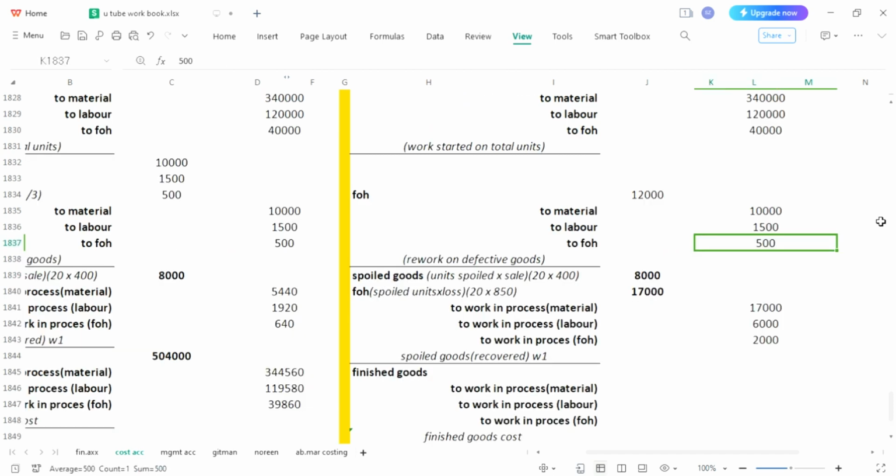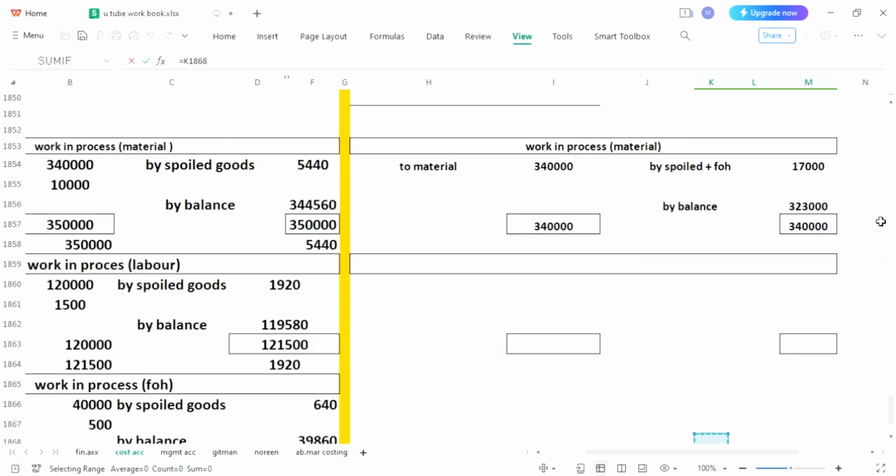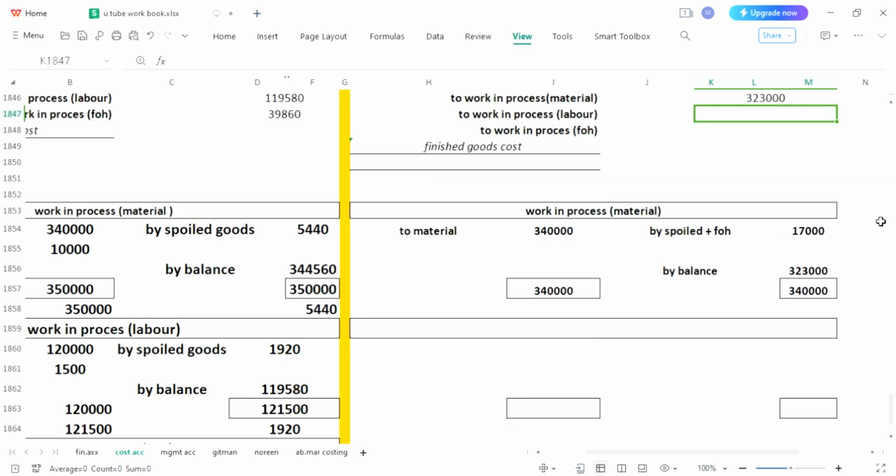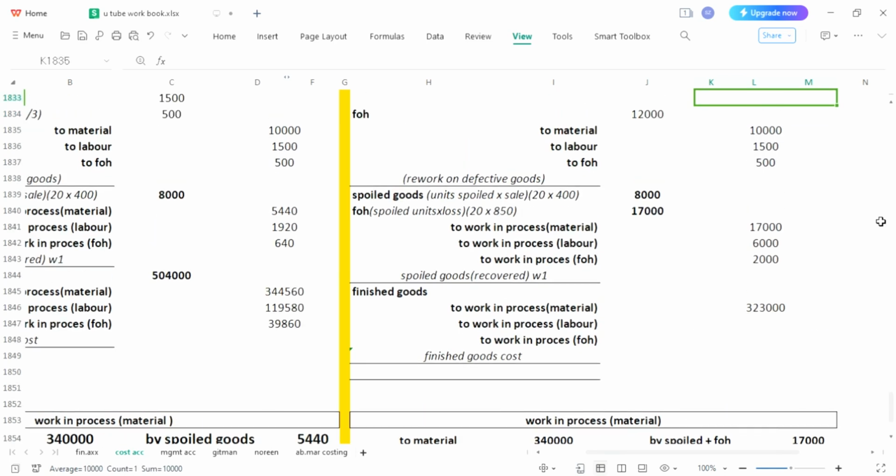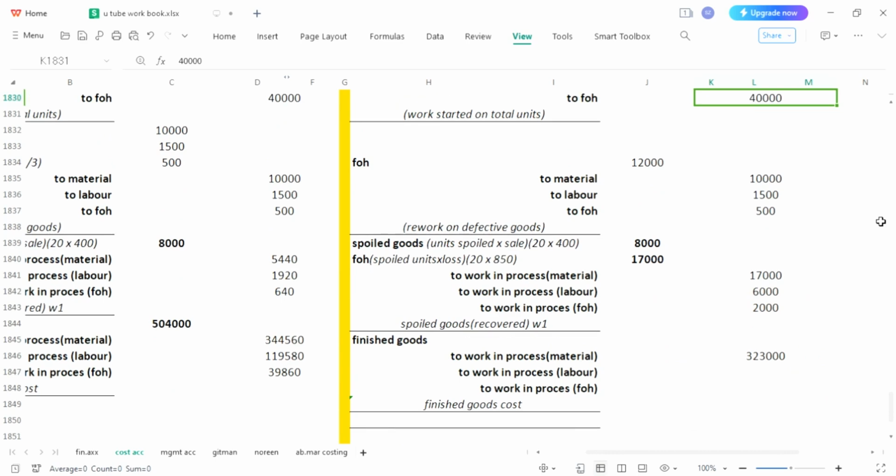You will go to the question, and this was the place where it was required to put work in process material, and you have completed your ledger for work in process material. Its balance was calculated as 323,000. It had arrived here. Now I will let you know the direct method where you can calculate without making a ledger.